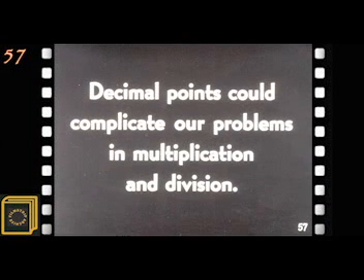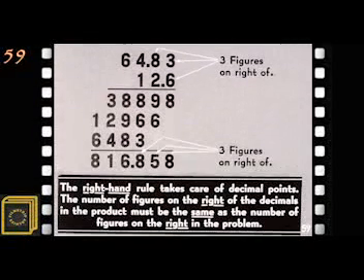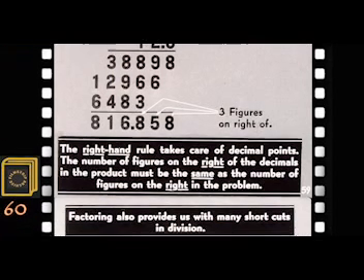Decimal points could complicate our problems in multiplication and division. In multiplication involving decimals, we can find the product as if there were no decimals. The right-hand rule takes care of decimal points. The number of figures on the right of the decimals in the product must be the same as the number of figures on the right in the problem.